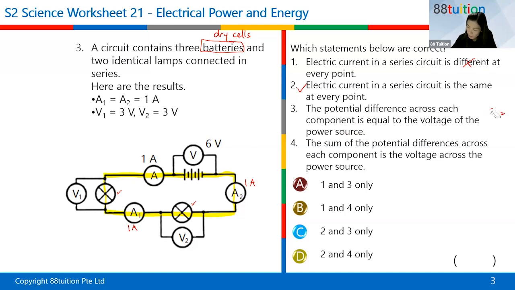For series circuit, you need to know that the potential difference is actually this. Okay, potential difference of the first lamp and then the second lamp will add up together to be equal to the voltage across the power source. All right. Therefore, answer is D.